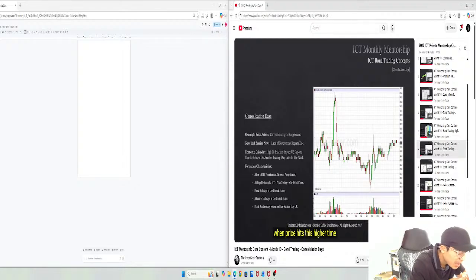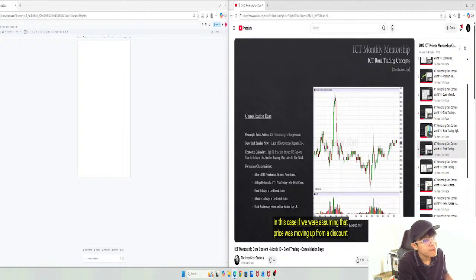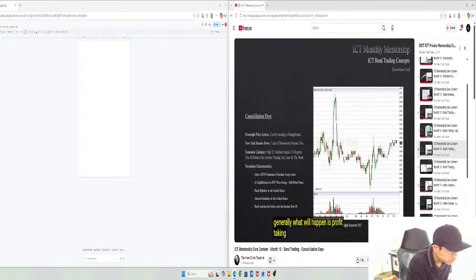When price hits this higher time frame PD array, in this case, if we were assuming that price was moving up from a discount, reaching for premium arrays, once it hits that premium array on a higher time frame, generally what will happen is profit taking will come in, and there'll be a pause in the advancement higher in price. It may not require a retracement, but it can pause in there. So knowing that higher time frame premium array has been hit, we can look for or anticipate a point at which the market might take a breather or pause or consolidate.